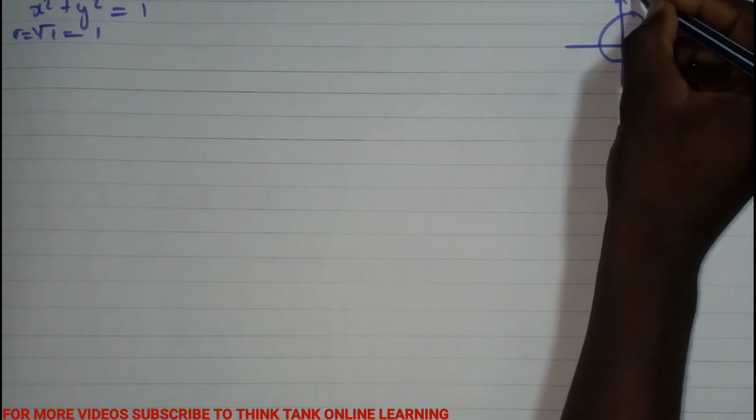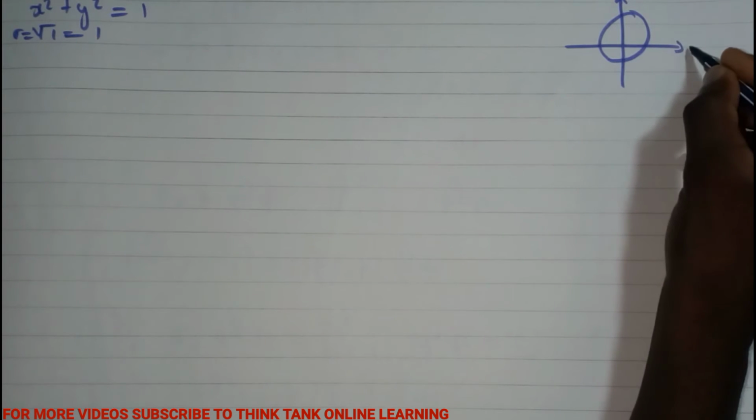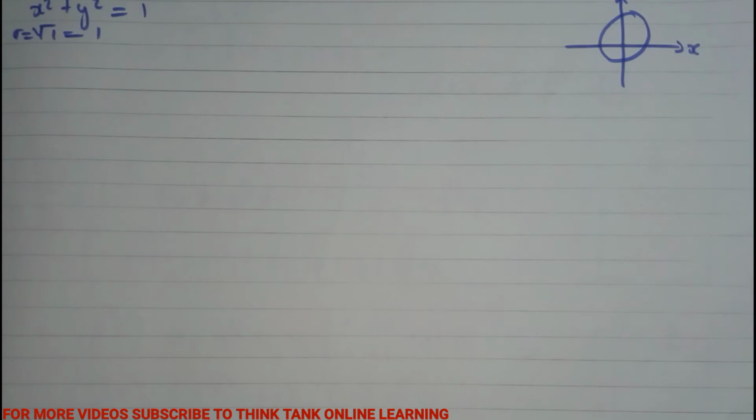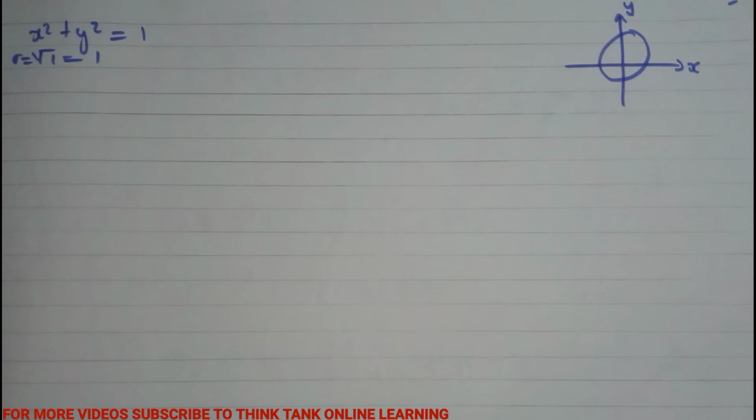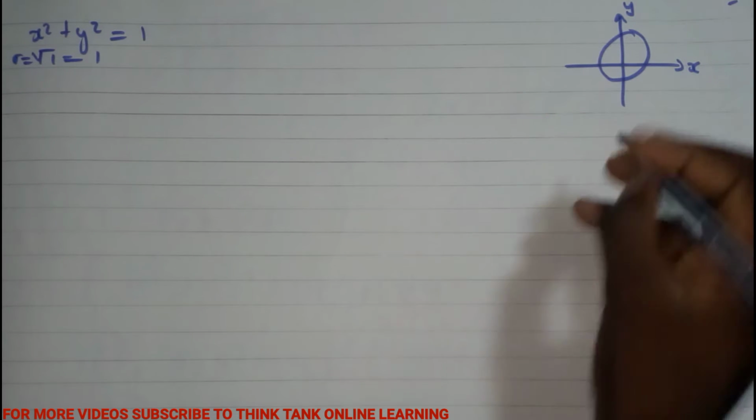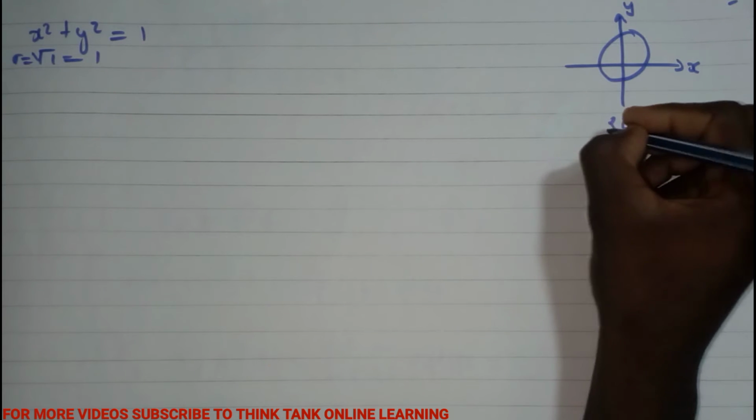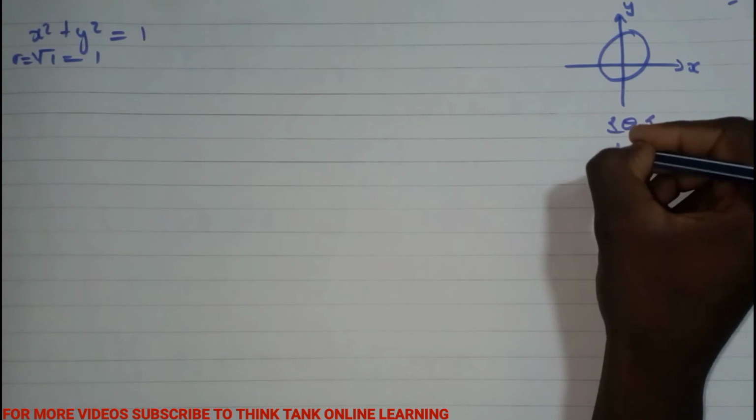The center of this circle is the origin. Now when we're evaluating limits in cylindrical coordinates, we're only concerned with the angle, which is theta, and the radius. I'm going to start with the limits for theta, then I'll go to the limits for the radius.